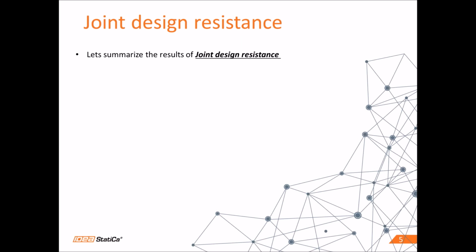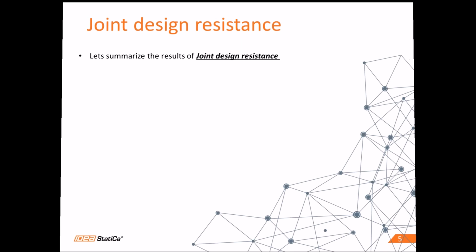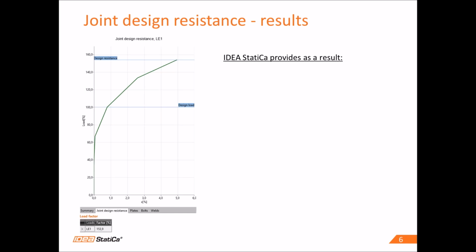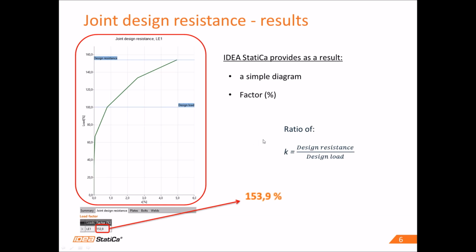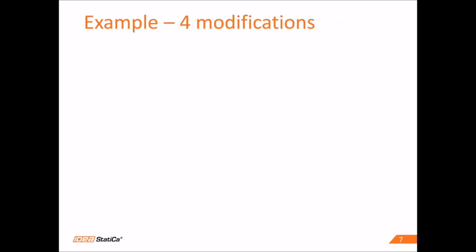So let's summarize the results of Joint Design Resistance. IDEA StatiCa provides as a result a simple diagram and a vector and the ratio of design resistance and design load. And you can use it to determine the maximum load. For example, you can use it in many other ways. I did one example for you.